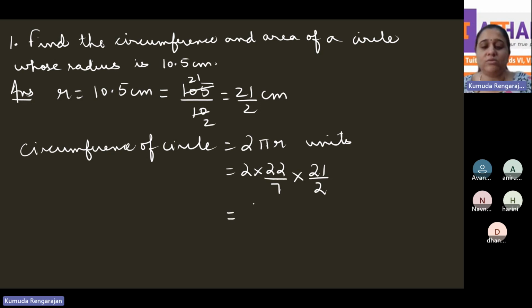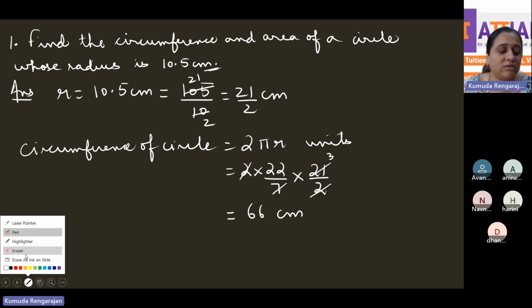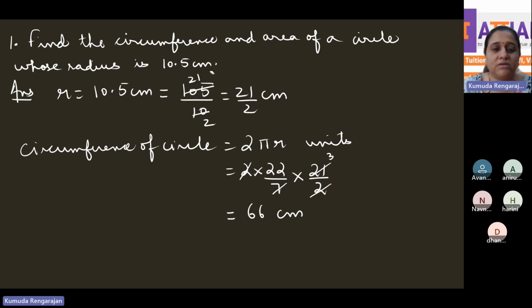So that is equal to, now simplify. 2 and 2 get cancelled. 7 ones are 7, 7 threes are 21. So 22 into 3, 66 centimeter. That's all, not centimeter square, because the unit for radius is centimeter. So here also it will be centimeter.